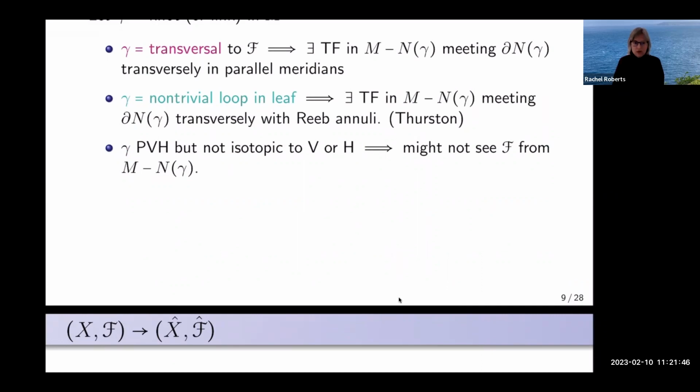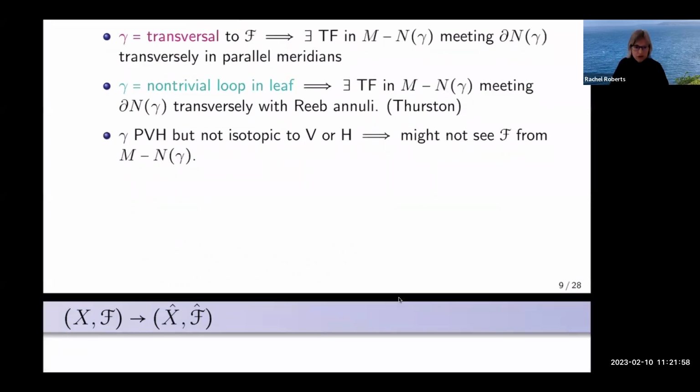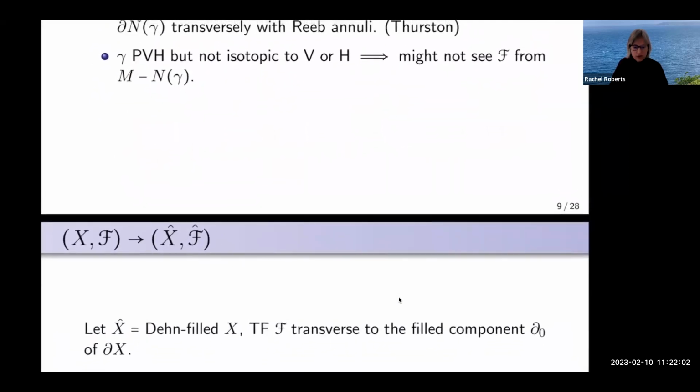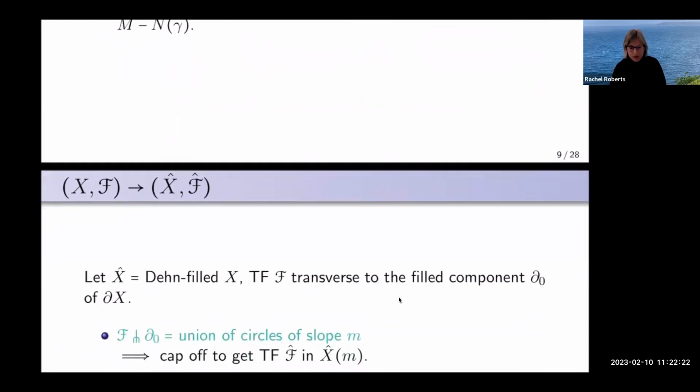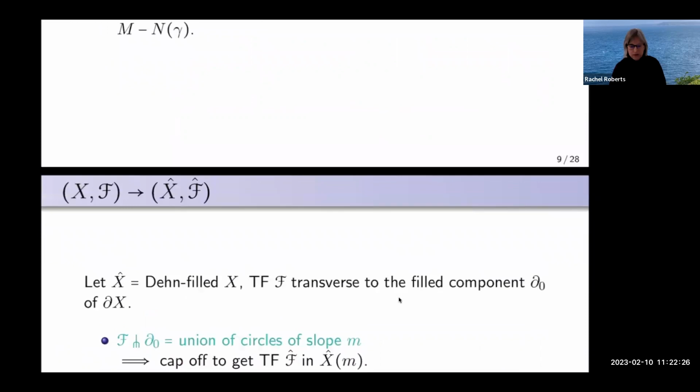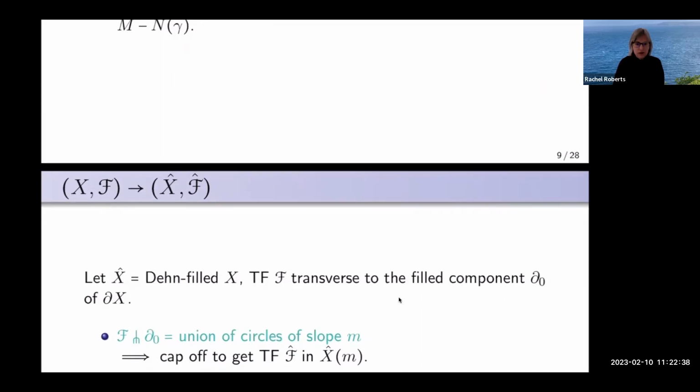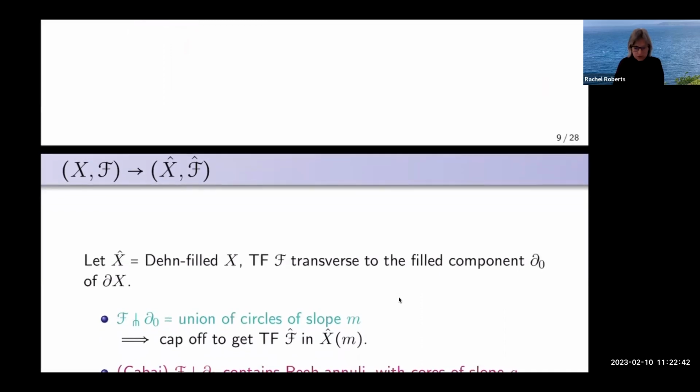Now let's think about going in the reverse direction. So we start with X. X is a manifold with torus boundary, and it has some foliation. And we're asking, well, can we extend this foliation over the Dehn-filled manifold? So we're in the opposite world to Steve yesterday. We're thinking about the tori just bound solid tori. So X hat is a Dehn-filled X. F is a co-oriented taut foliation transverse to the component that we're filling. And we're saying, well, how do we construct an F in the Dehn-filled manifold? And if we have a union of circles, then we can just cap off the circles to get foliations in X hat of M. And I think Ian might have been the first person who talked about doing such things.